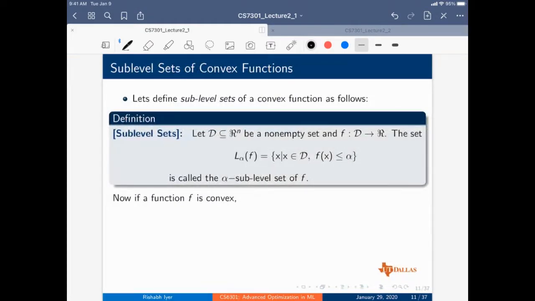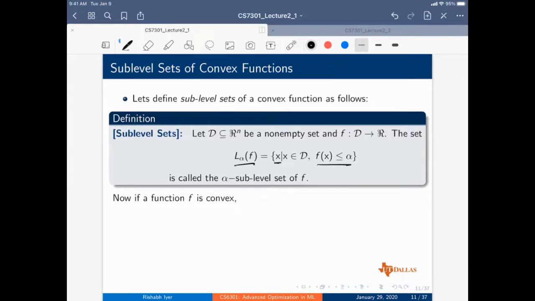Okay. All right. So now we can link back convex functions with convex sets. This is something we alluded to even last time where we spoke about norms. We can define a sub-level set, and in particular an alpha sub-level set. The alpha sub-level set of f is a set of points x in D, where D is the domain of f, such that f of x is less than or equal to alpha.